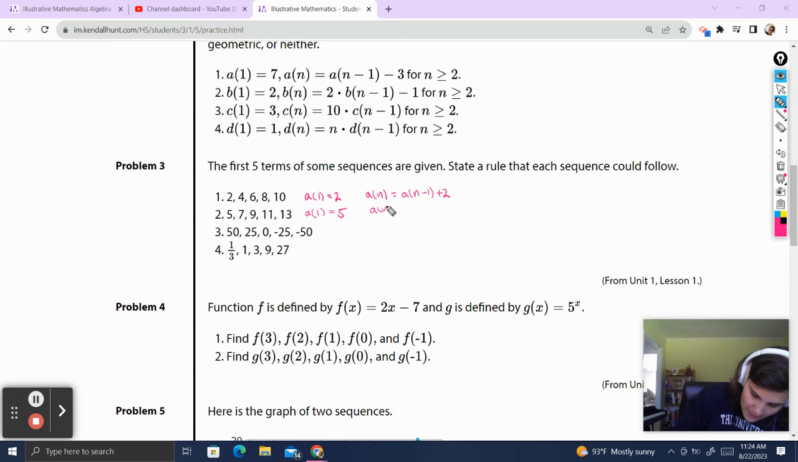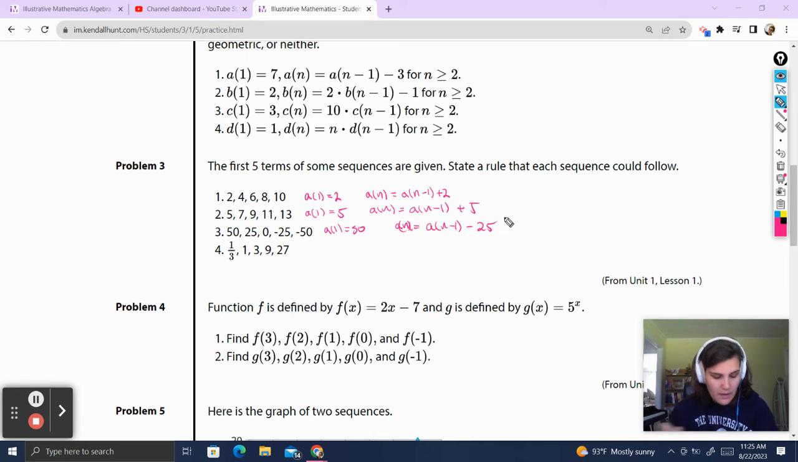Now we have a sub n is equal to a sub n minus 1 plus 5. It's going to be the previous term plus 5. Here I'm seeing 50, 25, 0, negative 25, negative 50. So I see that I'm subtracting 25 from each one. So my first term, a sub 1, I'm going to put as 50. And I'm going to say each next term is going to be the previous term minus 25.